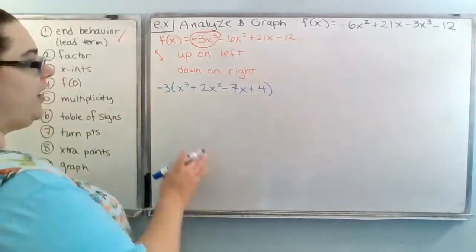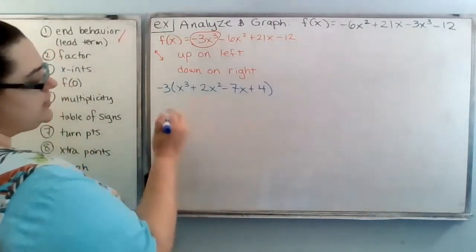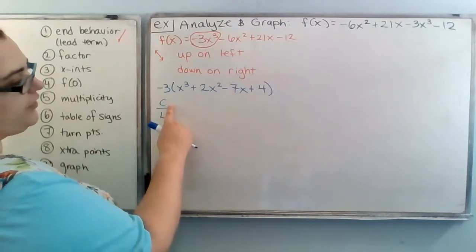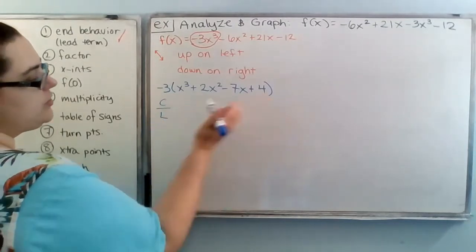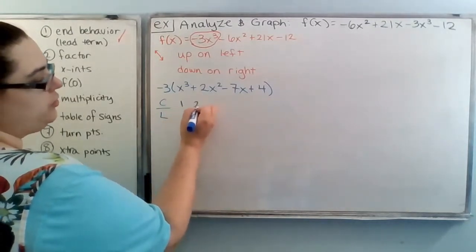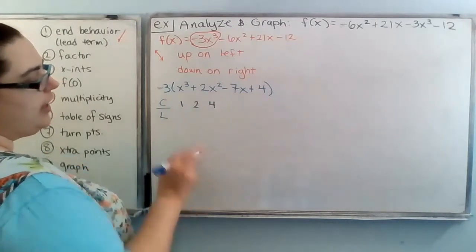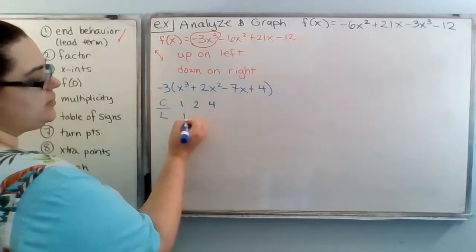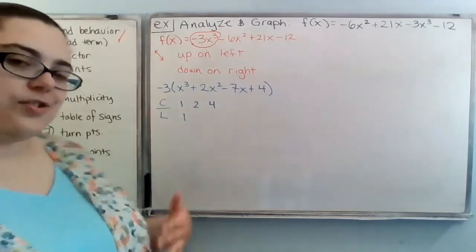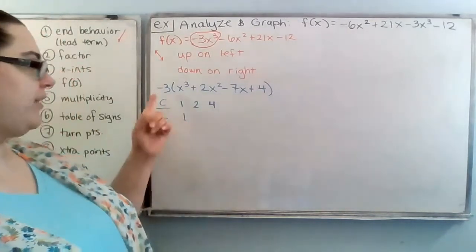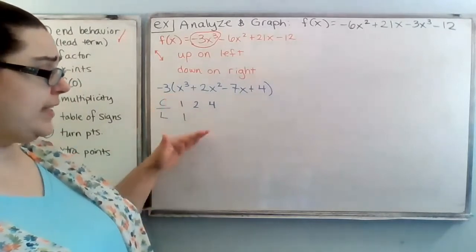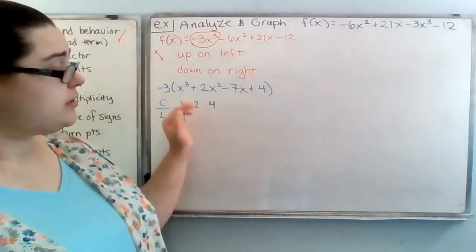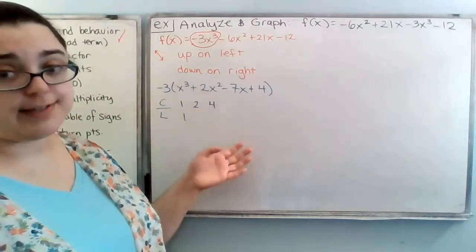So to find the candidates, this is that C over L thing, where C are factors of the constant term. So that's going to be 1, 2, or 4. And L are factors of the leading coefficient. So in this case, just 1. So the nice part of this, now that I factored out that negative 3, is that I only have very few. I'm going to have 6 possible rational roots to test.